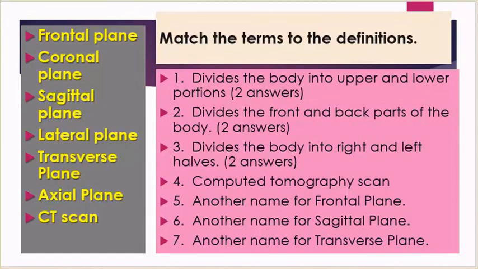Number 2, divides the front and back parts of the body. There can also be two answers for this. Number 3, divides the body into right and left halves. Two answers too, again. Number 4, computed tomography scan.